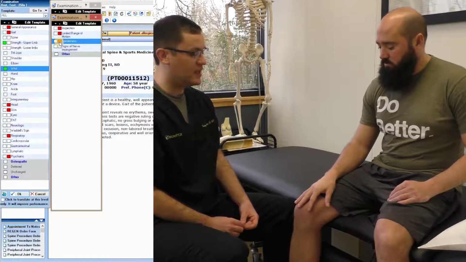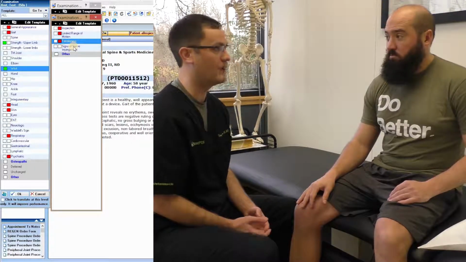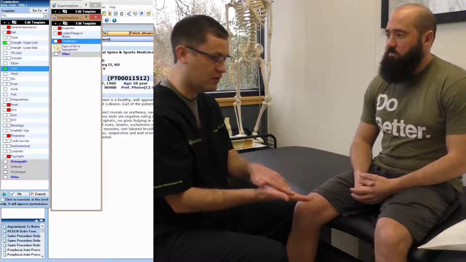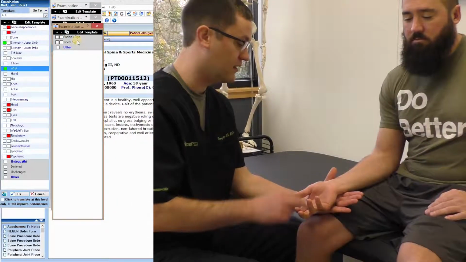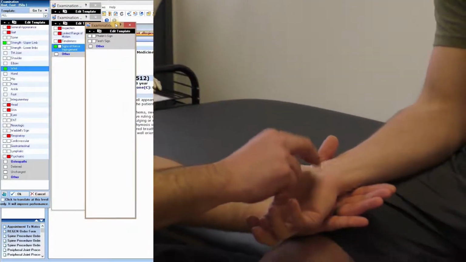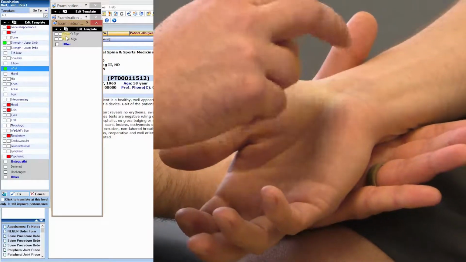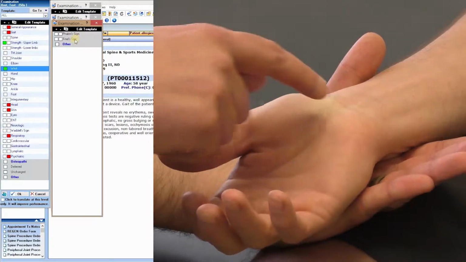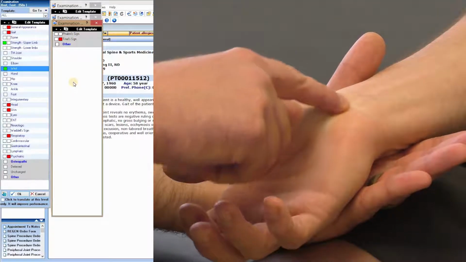A common presentation for wrist pain would be carpal tunnel, and a lot of people will complain of numbness and tingling in the median nerve distribution. So how do we demonstrate that? This is where Tinel's comes into play again. So we're going to tap right here at the carpal tunnel, ask him if he has any numbness and tingling. No. Okay.